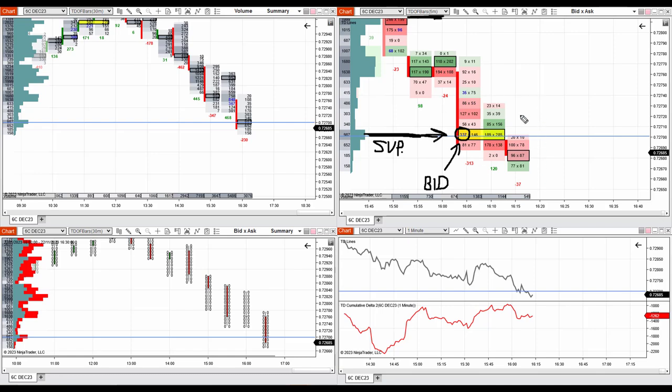Currently I'm in a long, so I'm hoping that the price will reverse and go up. What I would really like to see would be change in delta. Like in here, there was positive delta, which means aggressive buyers jumping in, but right now delta is again slightly negative, so I would like the delta to turn positive, which would show aggressive buyers jumping in, and I really need those buyers to push the price up. Alright, so I need positive delta, I need buyers.